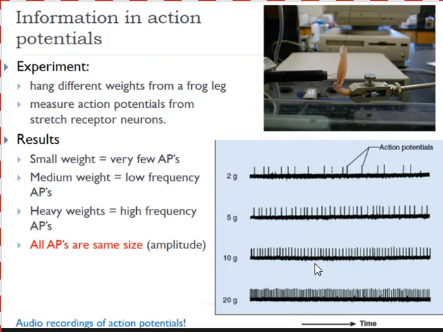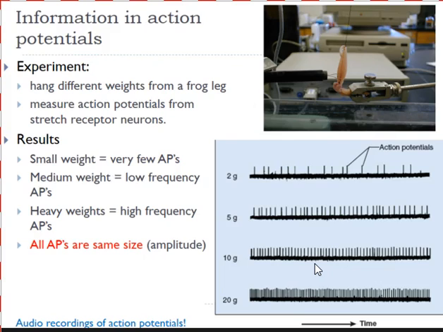I've got a couple of recordings here. If you hook this up to a speaker such that the speaker just makes a little white noise every time there's an action potential pulse, you can listen to action potentials. A lot of old-fashioned electrophysiology labs would do this.